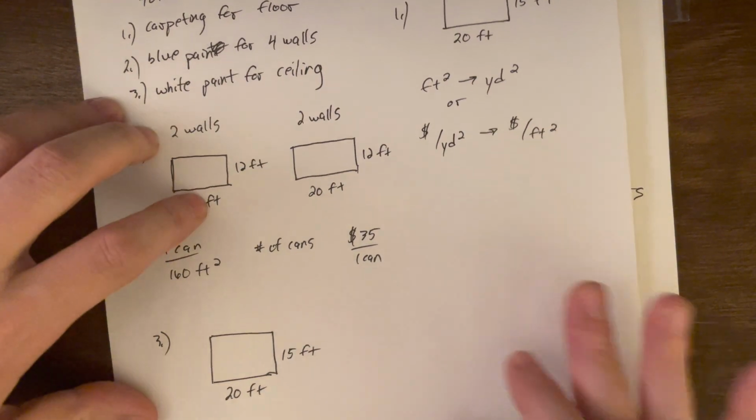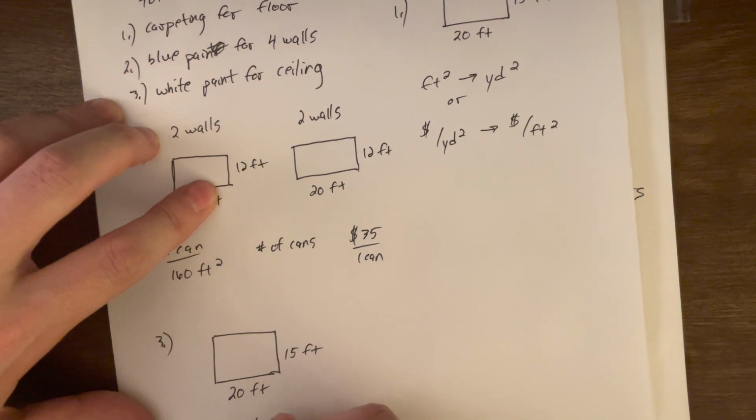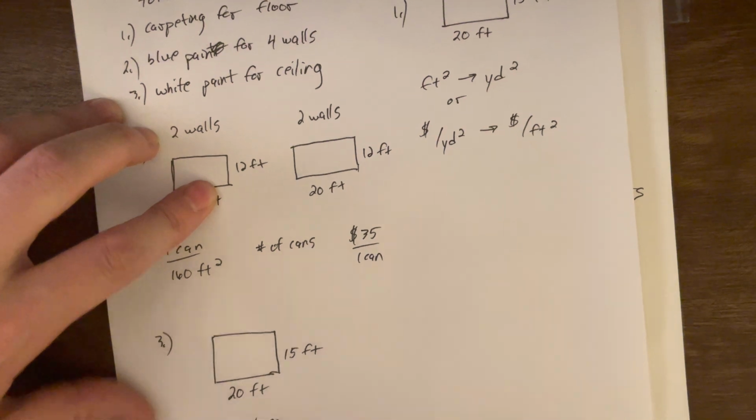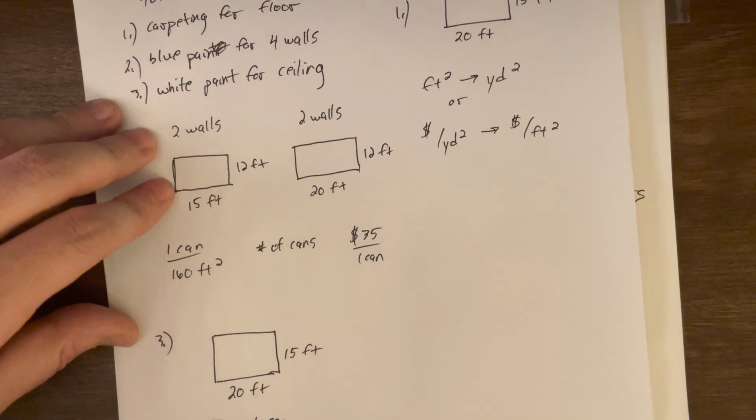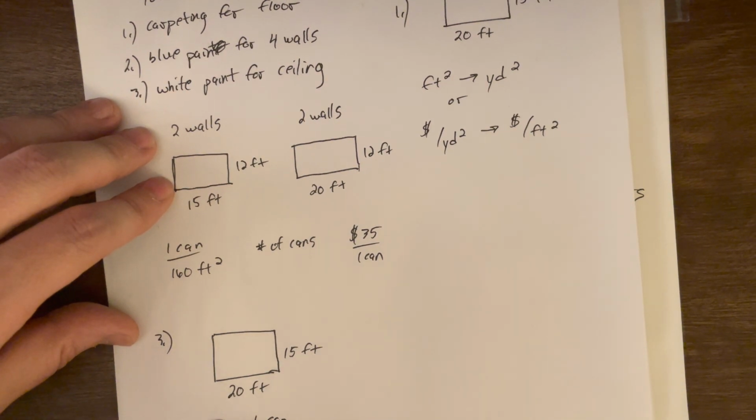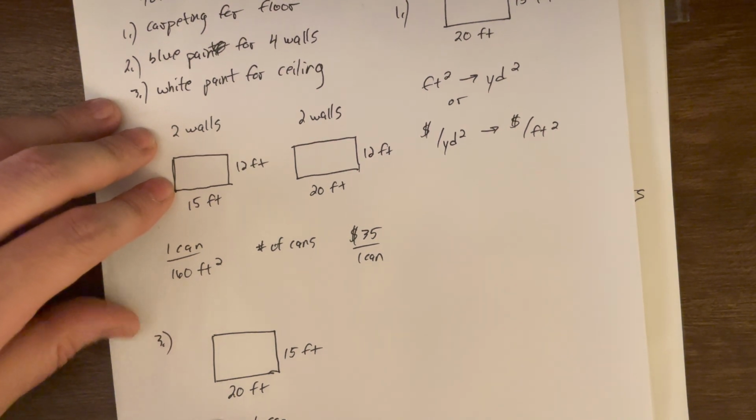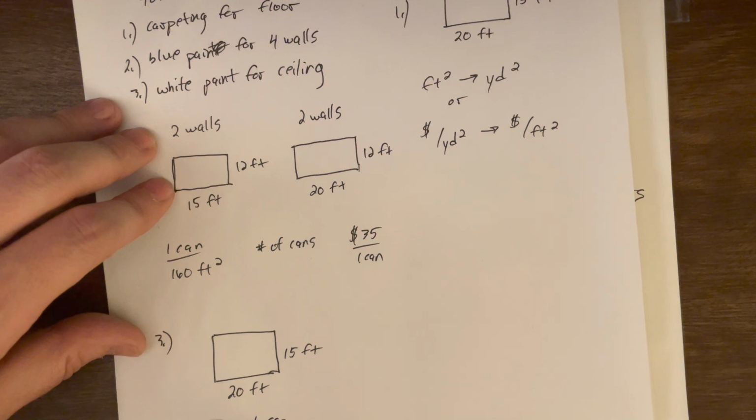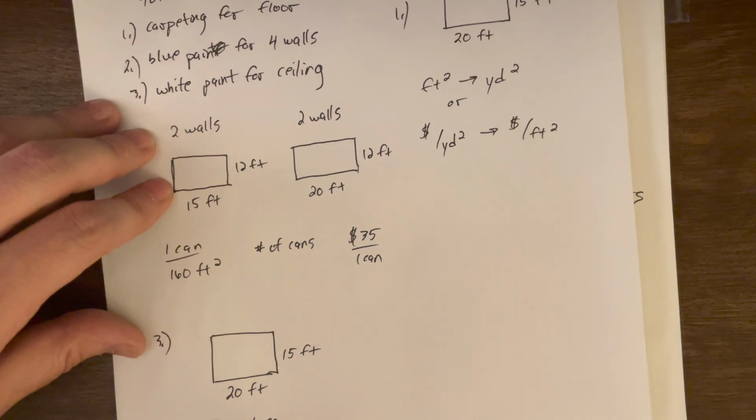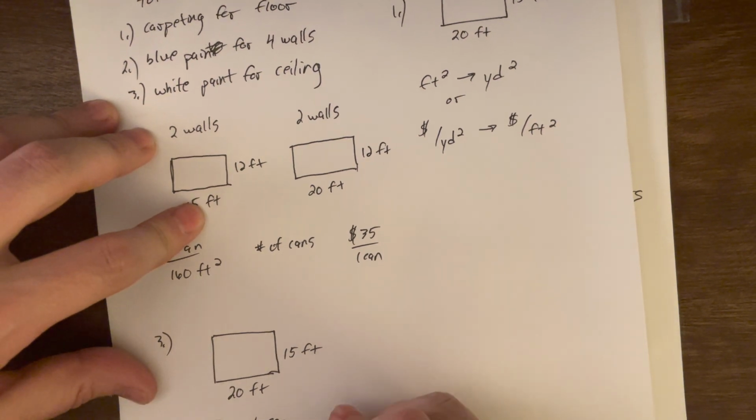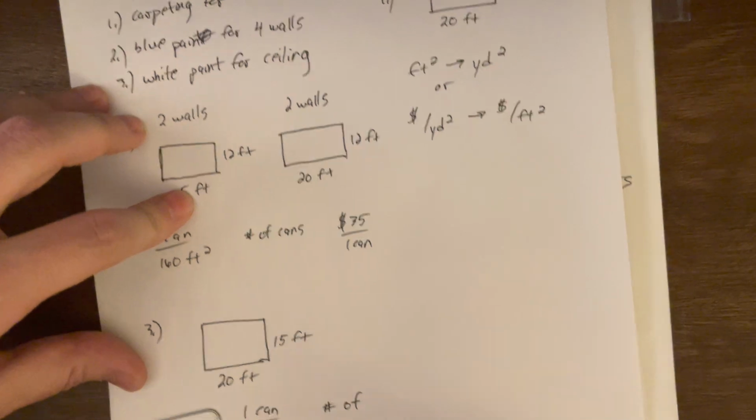In a similar way, we've got one can covers 140 square feet. So I could use that to figure out the number of cans. Same situation. If you need 2.4 cans or 2.7 cans, doesn't matter. You're going to need 3 cans. Anything more than 2 is going to have to be rounded up to 3 to make sure we paint everything. So we will get our number of cans of paint.